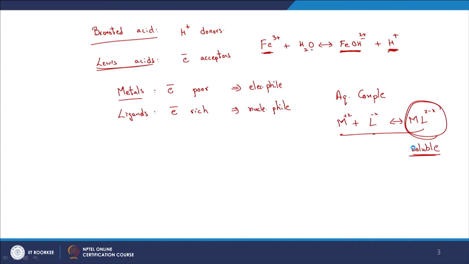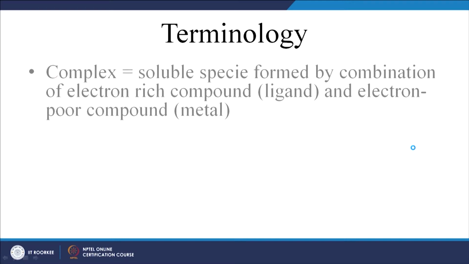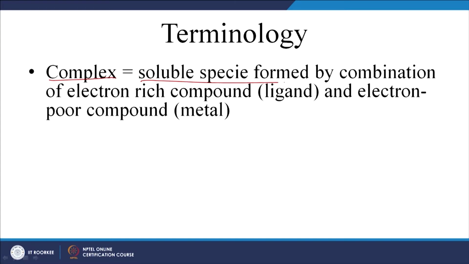So, let us move on. We are going to look at a few terms with respect to terminology. What is a complex? Obviously it is a soluble species, and it is formed by a combination of an electron rich compound, which is the ligand, and an electron poor compound, which is the metal. So, three aspects here. First, it is a more soluble species; second, you need an electron rich compound, your ligand; and third, an electron poor compound, your metal. And ligand, a generic example: water, OH minus, but you have various other ligands, Cl minus, CO3 2 minus, and so on.